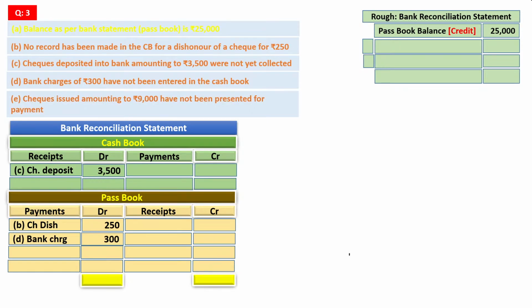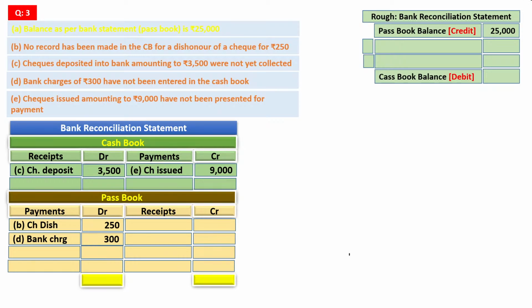Checks issued amounting to ₹9,000 have not been presented for payment. So we have issued the check for ₹9,000. So it is recorded in our cash book. As not presented for payment, it may not be recorded in the passbook. Is that okay? Now what we have to do? So we start with the rough work here.